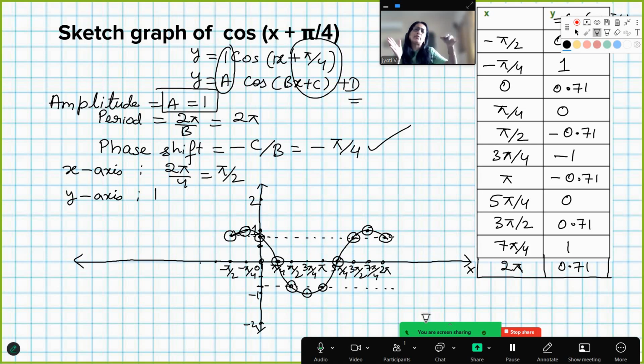You will get a very beautiful one. So this is the graph, one cycle. Okay. And later on you can do this. This is how the graph of this function goes. So this is the video on how to draw graph of trigonometric functions.